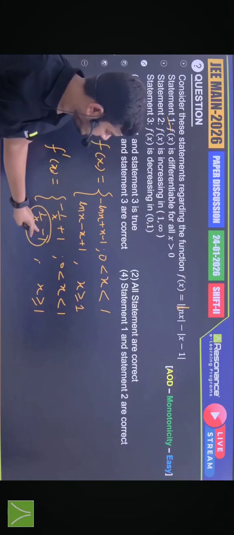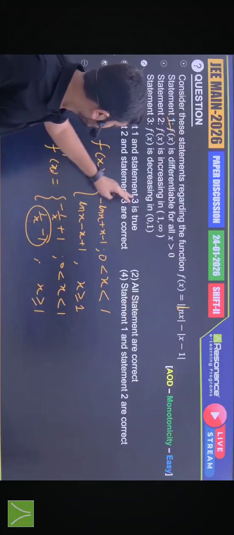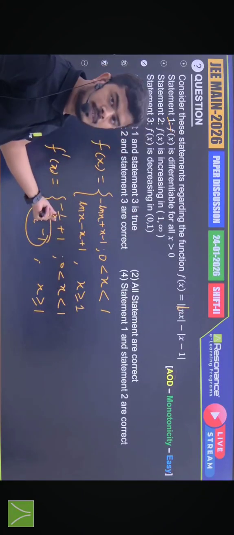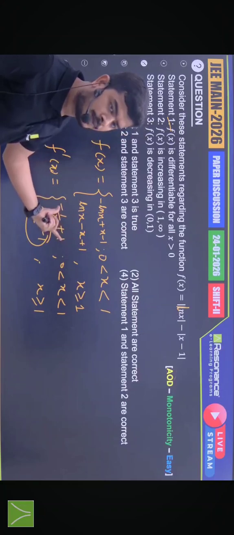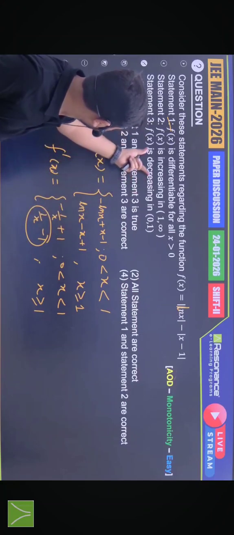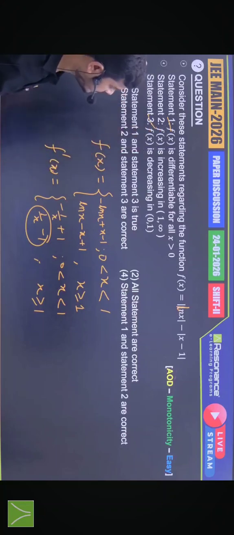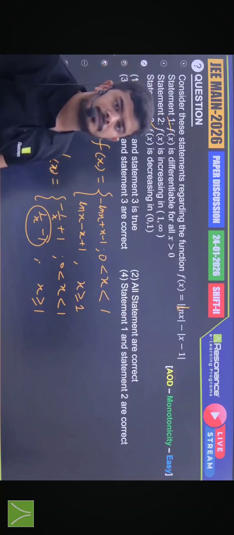That means the function is not increasing in 1 to infinity. If you put any value from 0 to 1 here, you will get a negative value also for this part. So the function is decreasing in 0 to 1. So the third statement is correct and the first is correct. Which option is your correct answer? First and third are true, so the first option is correct.